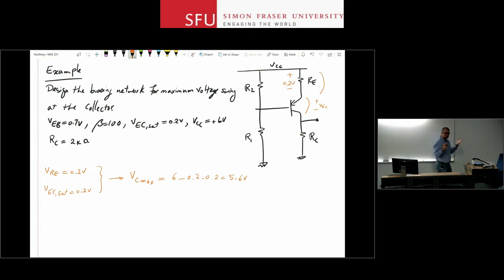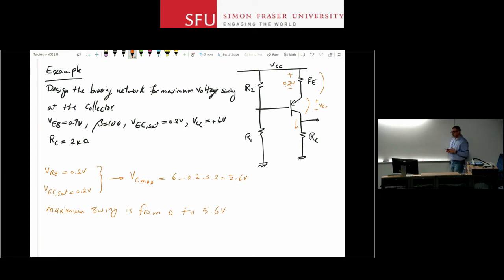When does that happen? When IC is 0. So that's the cutoff edge, that's the cutoff current. So maximum swing is from 0 to 5.6 volts, right? So this is the range of voltages that I can have.